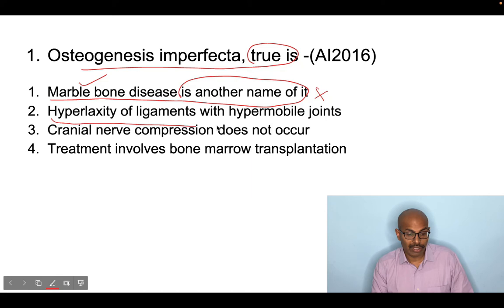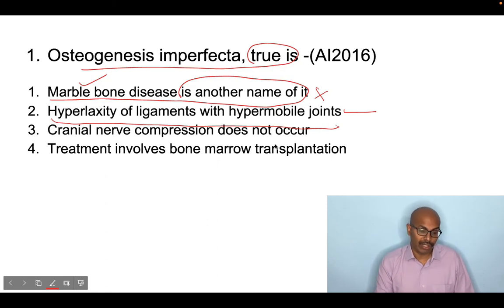Hyperlaxity of ligaments with hypermobile joints, yes, because collagen 1 mutation not only affects bone, it affects the skin, ligaments, capsule, sclera and other structures as well. Therefore you can have developmental dysplasia of the hip, patellar dislocation, radial head dislocation. So various dislocations and hypermobile joints can be seen. So this looks like a true statement. Let us look at the other 2 options.